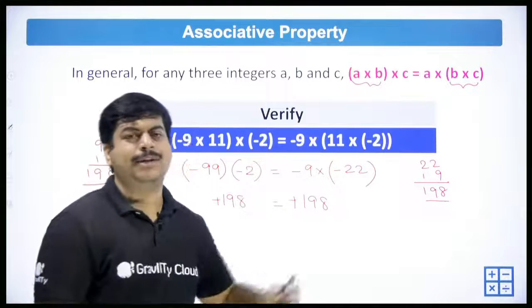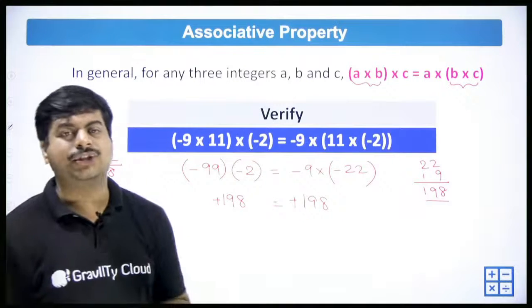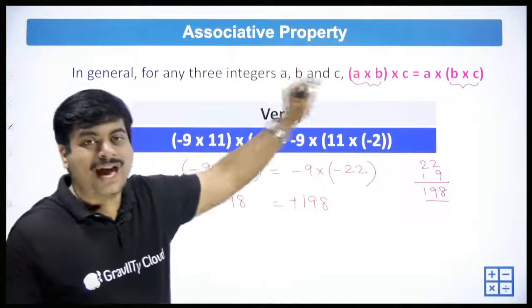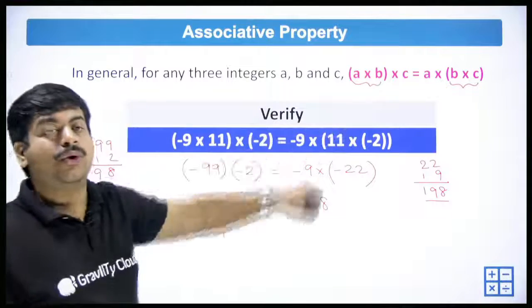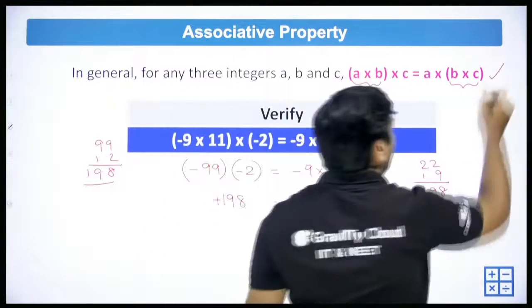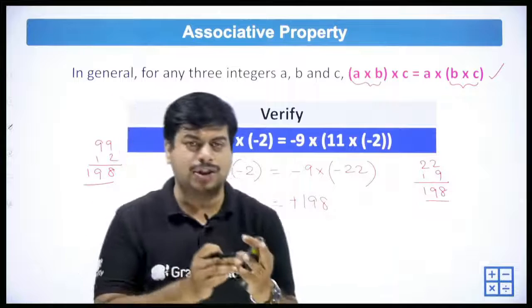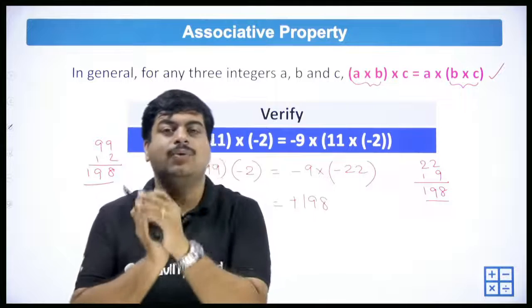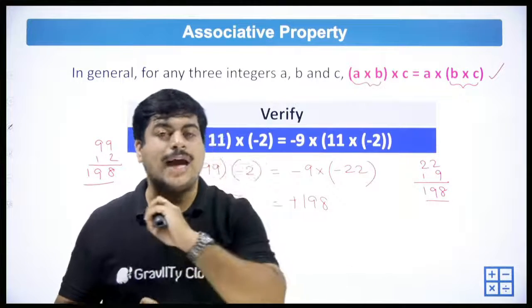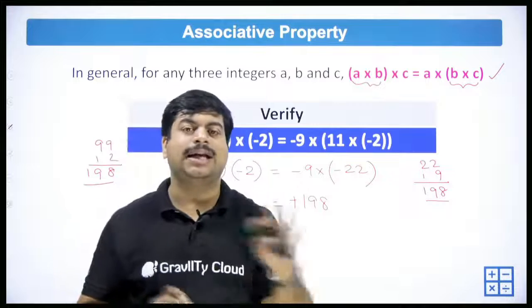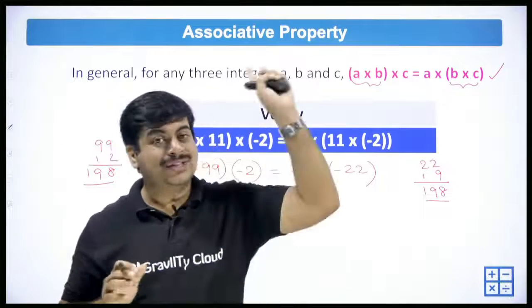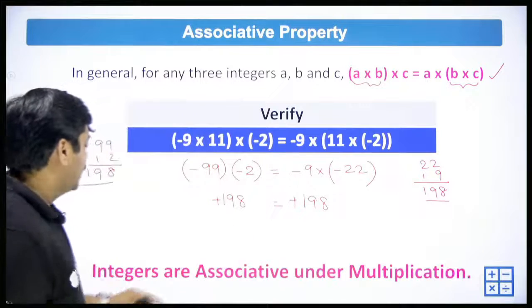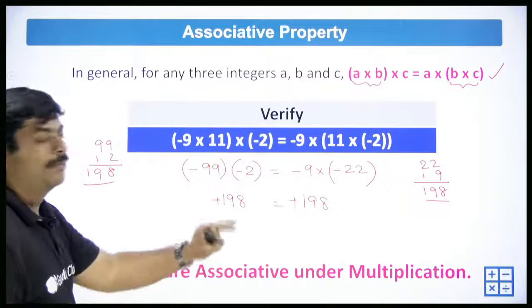Not only this one, you can take any numbers, positive, negative, zeros, every integer. So in the associative property, multiplication is valid. That means that relation is correct. It is true. We can multiply in any order. Not only in integers, when you take natural numbers, whole numbers, zero as well, positive, negative, whatever the numbers, you can multiply in any order and you'll get the same answer at the end, just like addition. You can add in any order, right? But not subtraction. So what I can conclude here: integers are associative under multiplication, okay?